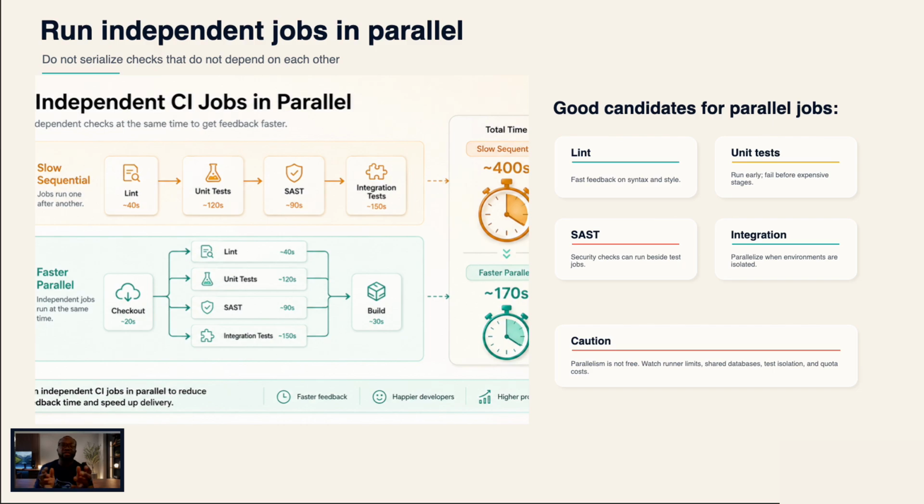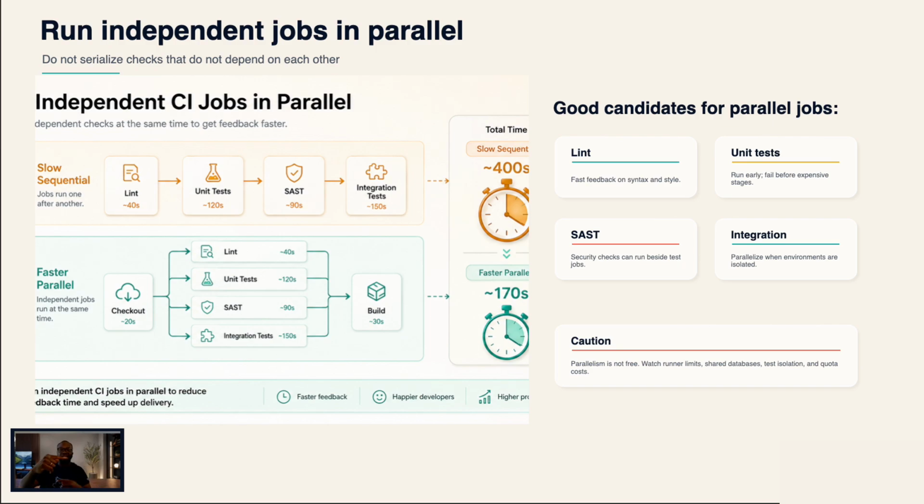So what do I mean in this case? Say I want to run different lanes: unit tests, integration tests, and whatever other kind of test that I want to run. If I put them in one lane, they should follow each other sequentially.